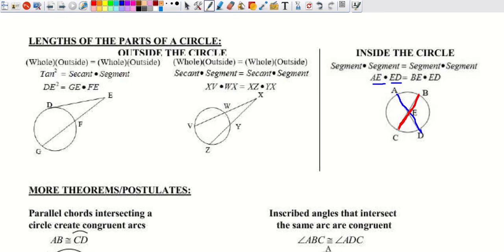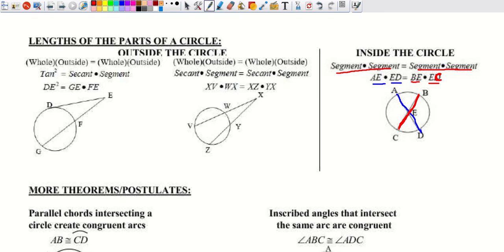is equal to, on the second chord, BE times ED. Okay, or actually this should be EC. BE times EC. So we're just multiplying the 2 parts of the chords together. So segment times segment of the first chord is equal to segment times segment of the second chord.